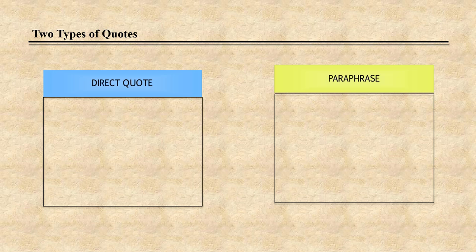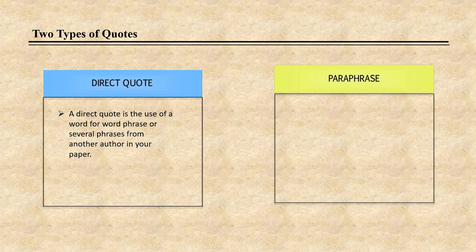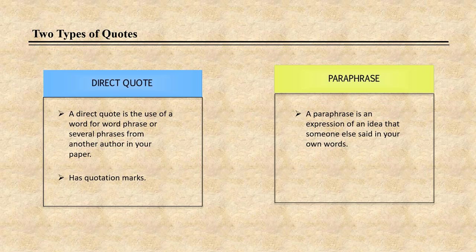There are two different types of in-text citations, a direct quote and a paraphrase. A direct quote is the use of a word or word phrase or several phrases from another author in your paper. A paraphrase is an expression of an idea that someone else said in your own words. Each appears in your paper in a different way. A direct quote would have quotation marks around it, while a paraphrase would not.